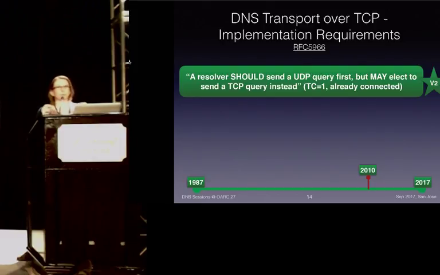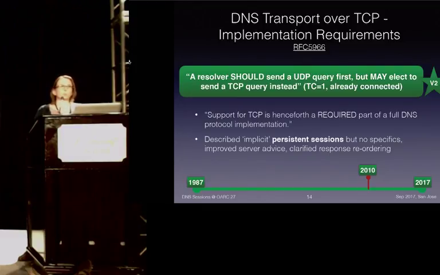And this shifts the ground from that original statement, and it says that a resolver should send a UDP query first, but it may send a TCP query. Two reasons to do that are if you have a good reason to suspect that the answer would be truncated, or if you already have a TCP connection open. It also removed the wiggle room about implementing TCP, and it said TCP is a required part of a full DNS implementation.